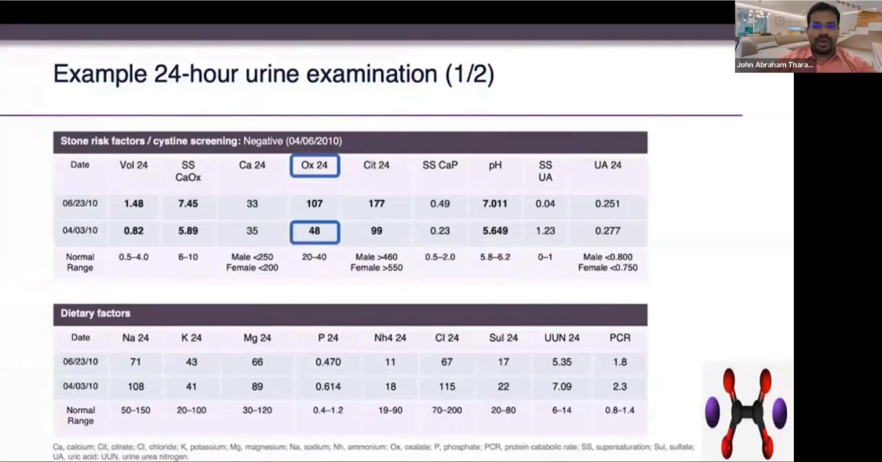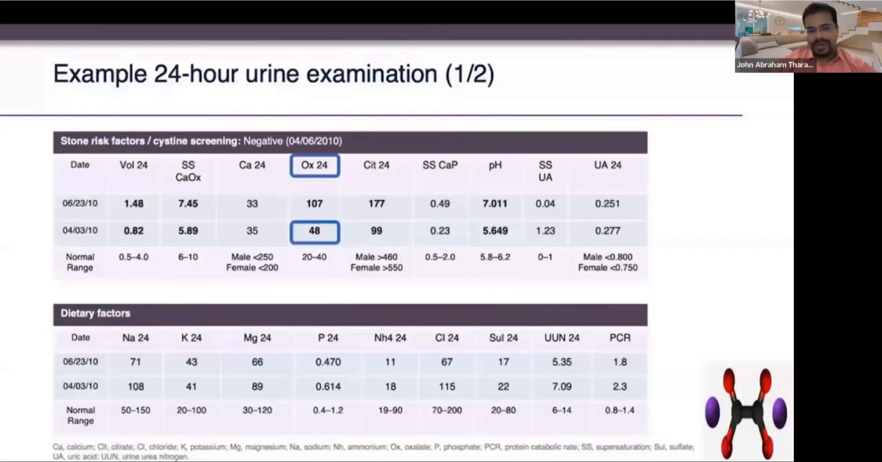the 24-hour oxalate is only 48. So this is in the 4th month, and this is in June. So it's only 48, and the normal range was 20 to 40. But the problem arises if you interpret a single value, and if you look at a glance, you may find that there is no hyperoxaluria, or that the oxalate is just above the upper limit of normal.